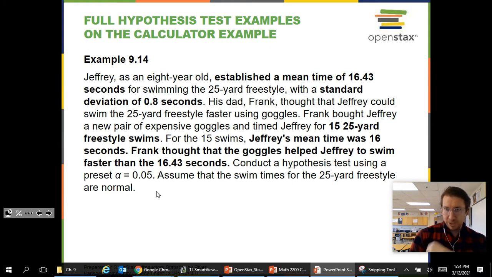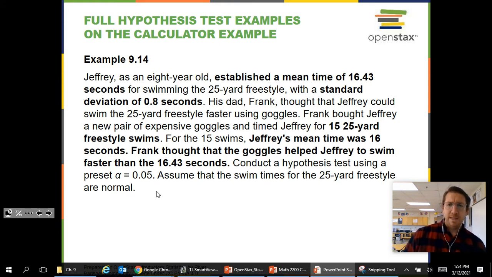His dad, Frank, thought that Jeffrey could swim the 25-yard freestyle faster using goggles. Frank bought Jeffrey a new pair of expensive goggles and timed Jeffrey for 15 25-yard freestyle swims. For the 15 swims, the average time was 16 seconds. So 16 compared to 16.43. All right, so it looks like some time has been shaved off, but is it statistically significant? You know, if it was 16.41 or 16.42, we need a confidence level. So that's what we're going to create.